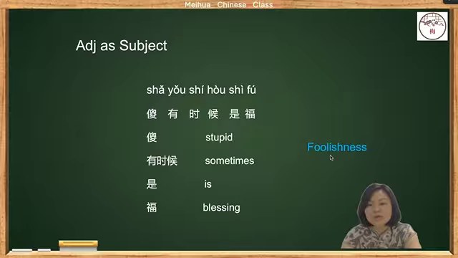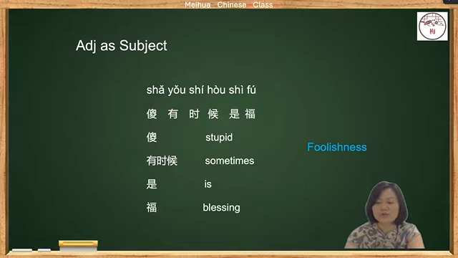Stupid or foolish? Foolish is an adjective. So what is the corresponding noun for this adjective? We attach the suffix -ness: foolishness. We should say foolishness sometimes is blessing. Definitely we should not say stupid is blessing or foolish is blessing. That's not a correct sentence, right? In terms of grammar in English.